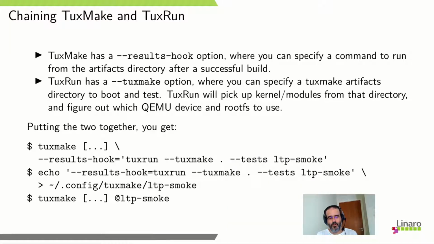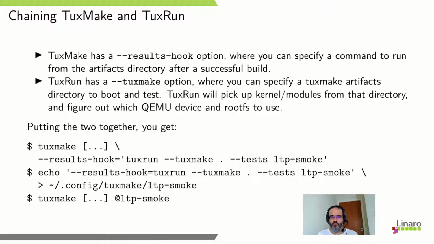Let's now talk about how to chain TuxMake and TuxRun to achieve that build, boot, and test in a single command. The first component is TuxMake's --results-hook option, where you can specify a command to run from the artifacts directory after the build is finished. And the second component is TuxRun's --tuxmake option, where you pass a TuxMake artifacts directory, and then TuxRun will go in that directory, figure out which architecture that was built for, find the kernel image and the modules tarball from that directory, then use those to boot QEMU and run the tests.